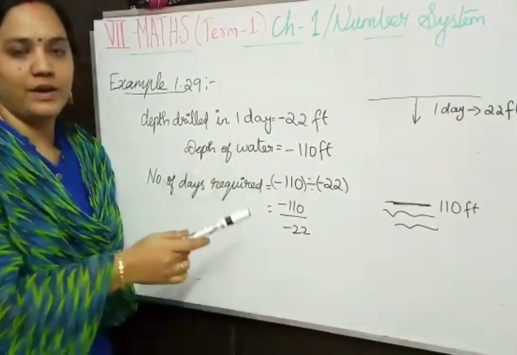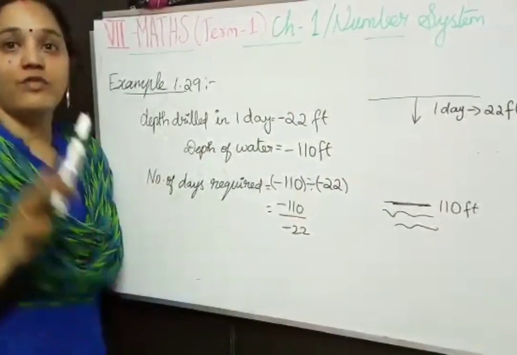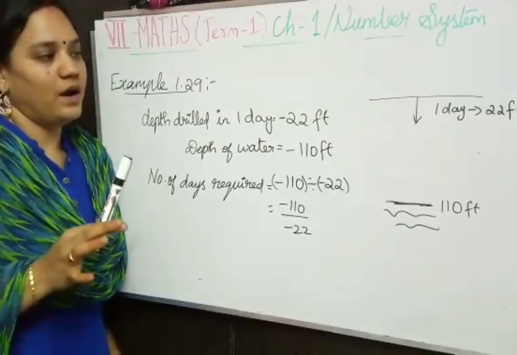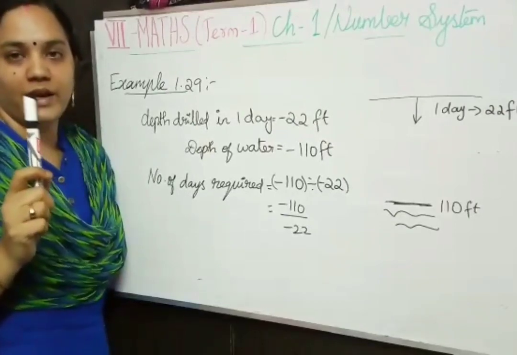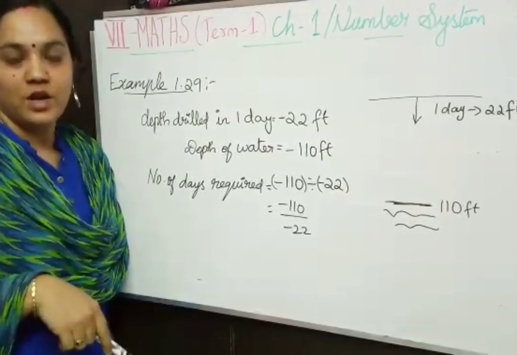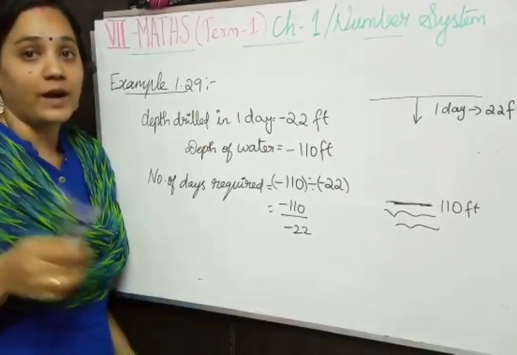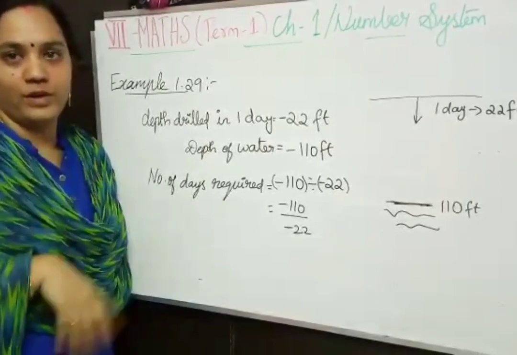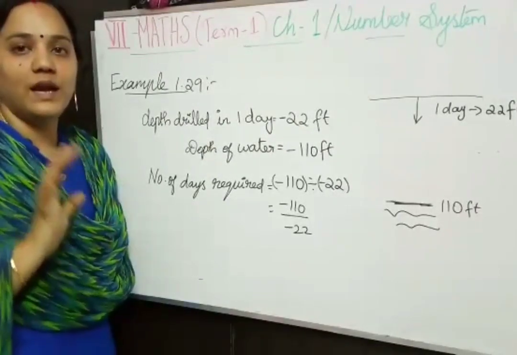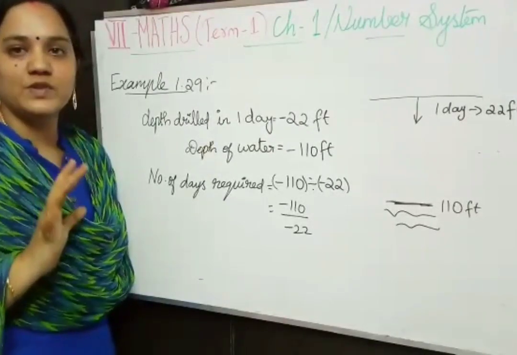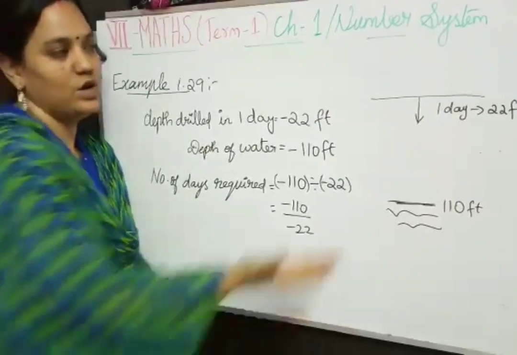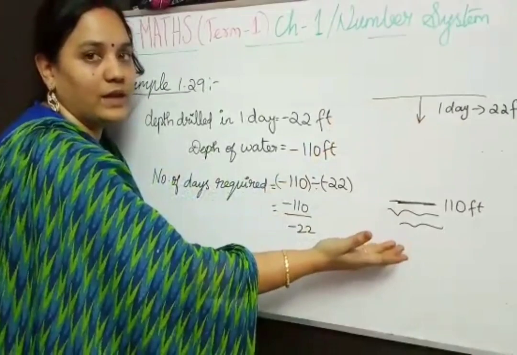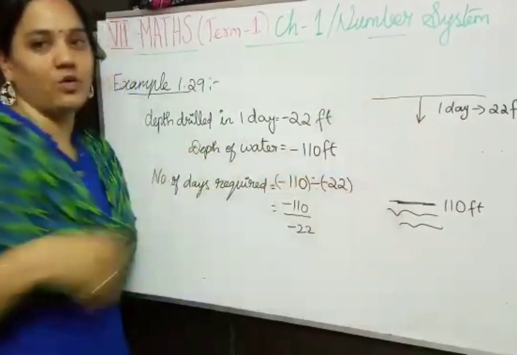See, for example, if they are giving you the rate of 1 pen, the rate of 1 pen is 10 rupees. How many pens will you get for 100 rupees? Here, they drill 22 feet per day, and finally they must reach 110 feet. So they are asking how many days it will take.